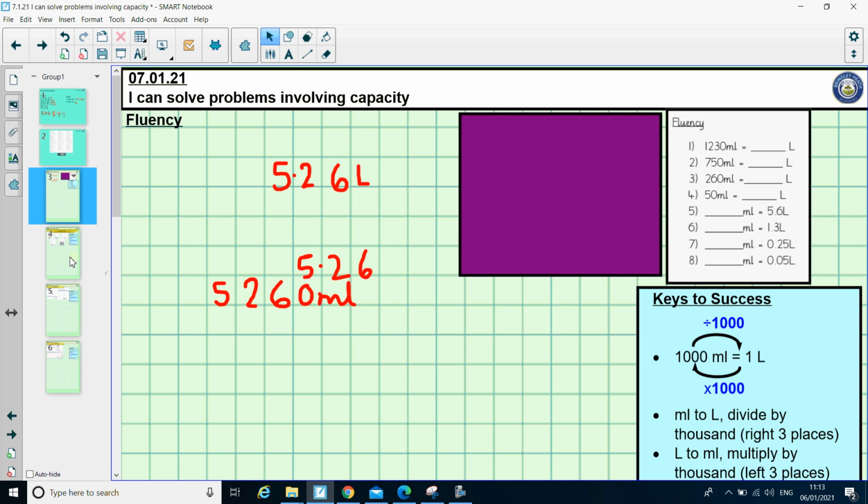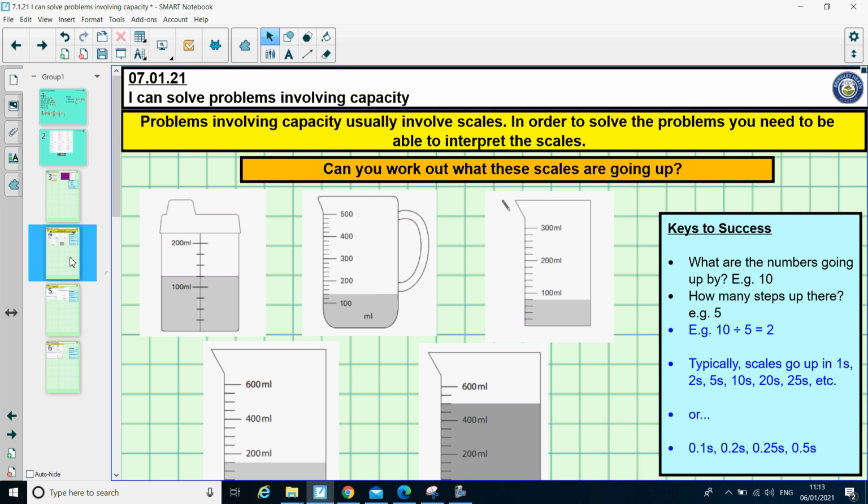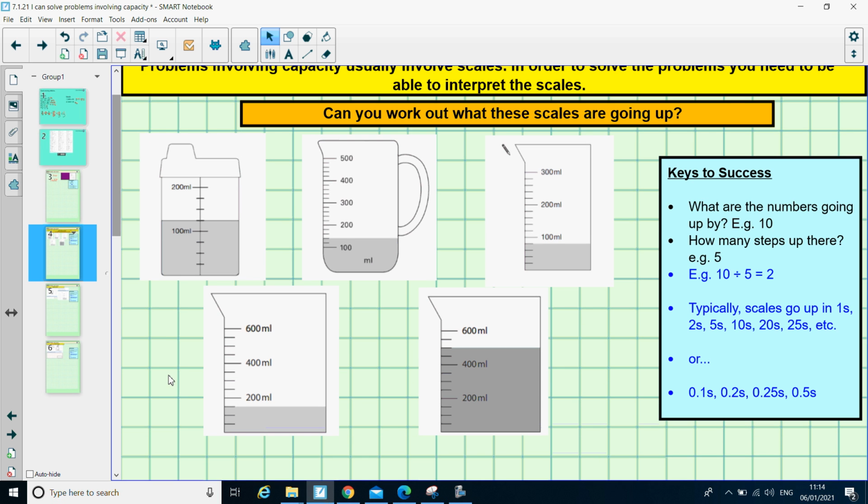Okay. We're going to be applying that then to some problem-solving questions. The problem-solving questions, again today, some of them will involve reading scales. So before we have a go at some problem-solving questions independently, I'm just going to talk through reading scales again. Now, this time, we're not reading scales to do with grams and kilograms, we're reading scales to do with litres and millilitres. So exactly the same rules apply though.